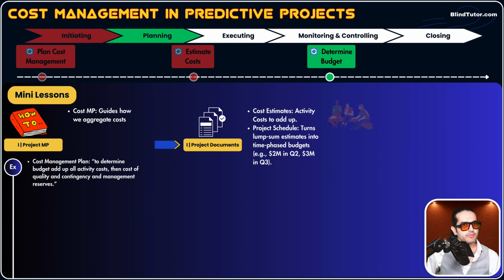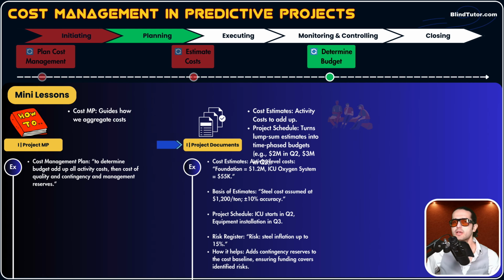The second batch of inputs are project documents. The two outputs of the previous process, cost estimates and basis of estimates, are also considered project documents. Risk register, lessons learned register, issue log, every other document that is not included in the project management plan is considered a project document. Guys, we need the cost estimates document. Why? Because we're going to aggregate and add up the cost of activities. Where are those costs of activities mentioned?